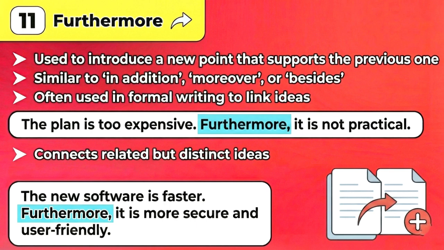In IELTS Writing Task 2, using furthermore helps improve coherence and cohesion. It shows that your ideas are logically connected. So remember, use furthermore when you want to add an important supporting point in a formal way.